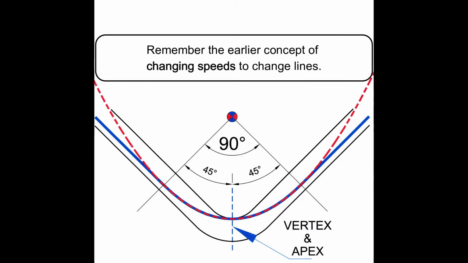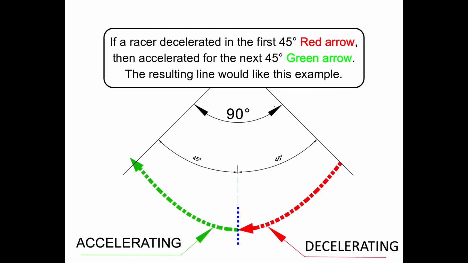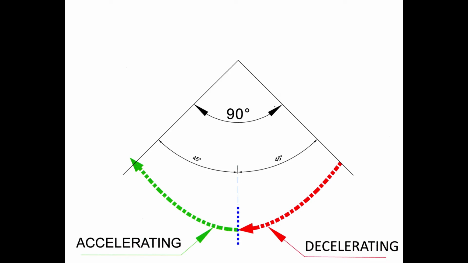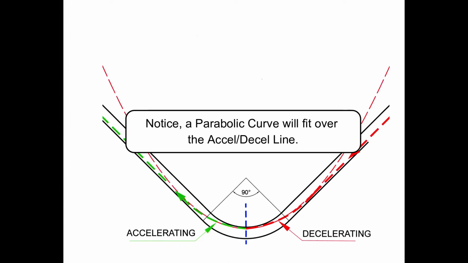Well, to answer that, we must remember or recall an earlier concept about changing speeds while leaned over in a corner. As shown in this example, if a racer decelerated in the first 45 degrees, shown as a red arrow, and then immediately started to reaccelerate for the next 45 degrees, the green arrow, the resulting line would look like this example. Now we will take that compound line and draw it onto a 90-degree turn. Next, notice the parabolic curve will fit directly over that acceleration-deceleration line.